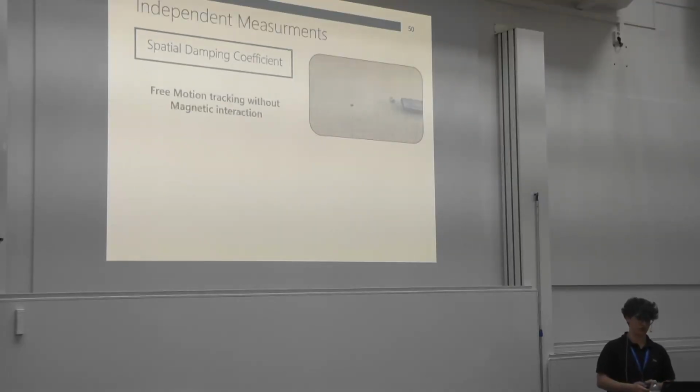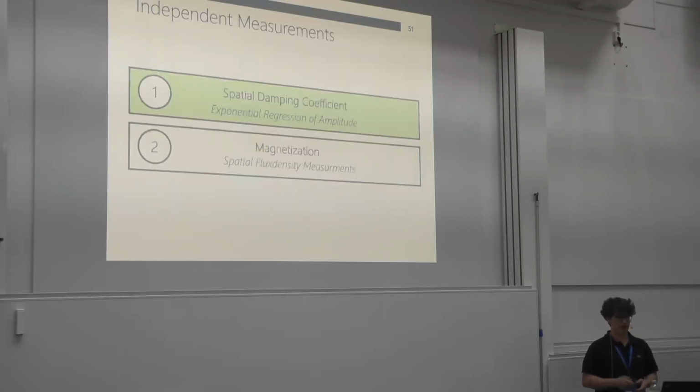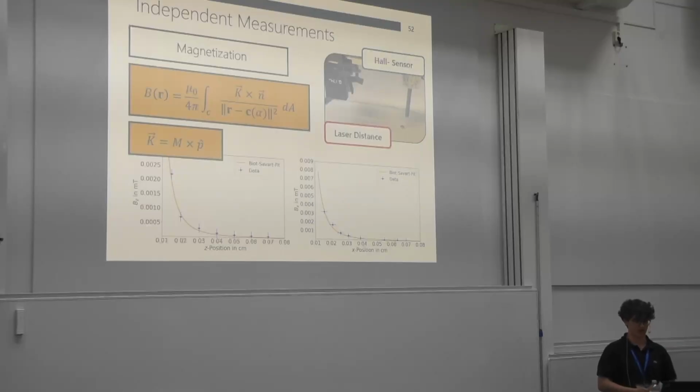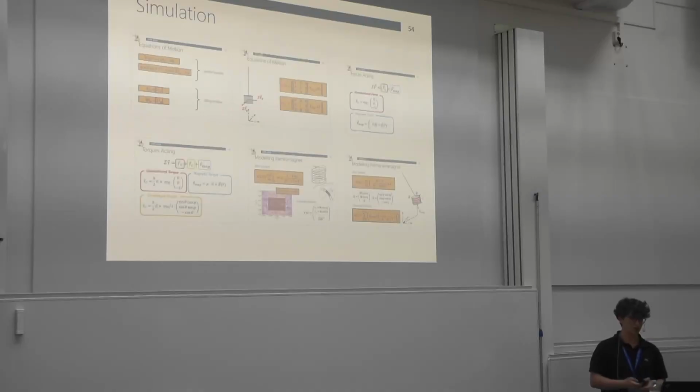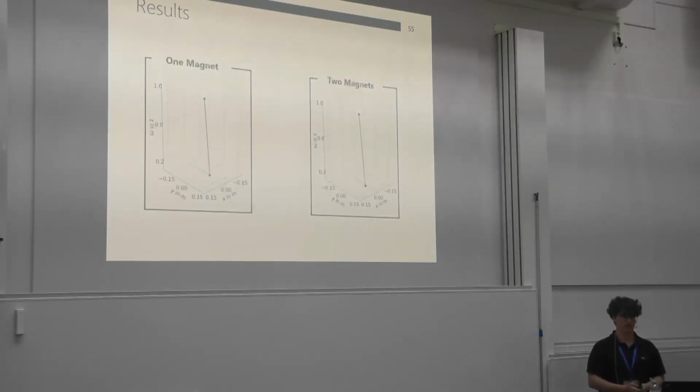We have both the spatial damping coefficient, which we get by tracking a free motion without any magnetic interaction, as you can see down here. And then for the magnetization, we're using a Hall sensor and laser distance meter in order to measure the flux density field around our permanent magnet, and then fitting our Biot-Savart law, as you can see down there, in order to get our magnetization. Now with that, we can simulate this with the fourth-order Runge-Kutta method in order to derive the trajectories of our pendulum. So now, starting with the results.